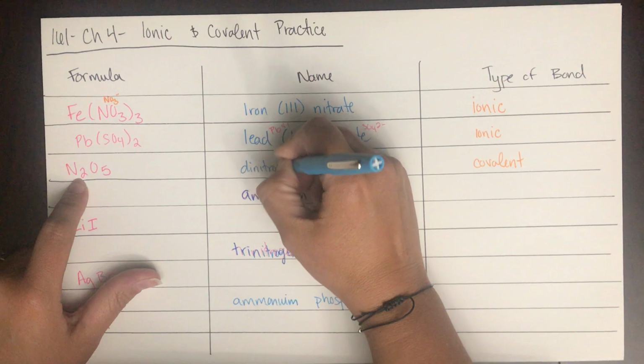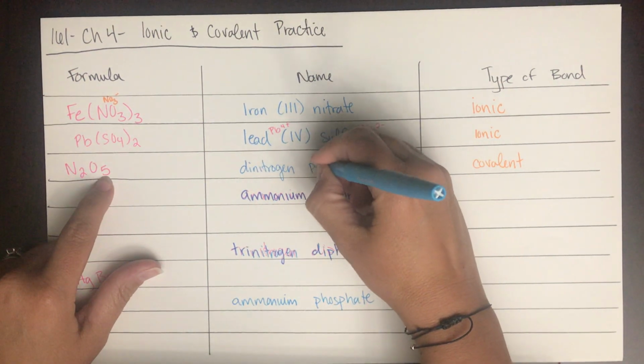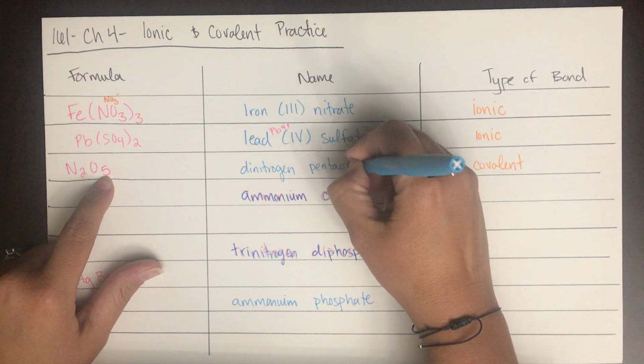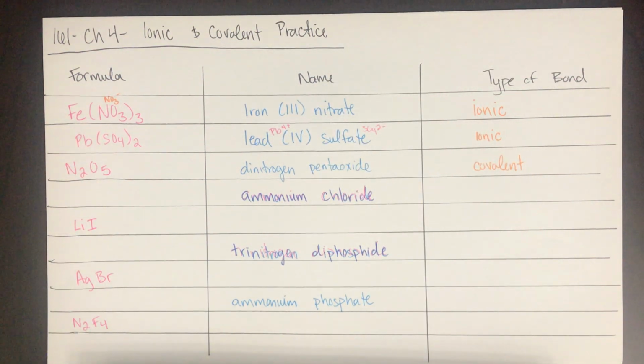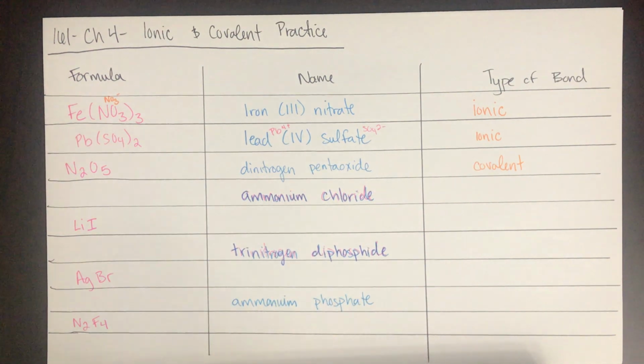dinitrogen, 5 oxygens, pentaoxide. And you might see it written both ways as either pentaoxide or pentoxide. I believe the most correct rule is that when there is another vowel there, you drop the last vowel of the prefix sound, but you'll see it written both ways.